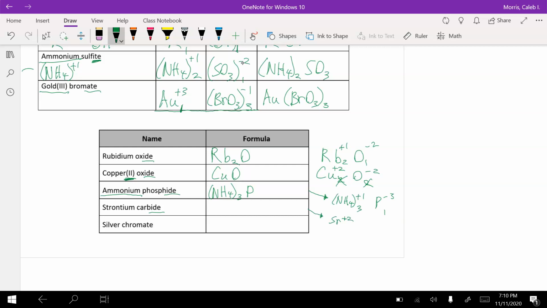Sr is positive 2. Carbide is negative 4. So crisscross, we have a 4 down here. We have a 2 down here, but we need to reduce. They can be reduced to 2 and 1. 2 and 1, so Sr2C.